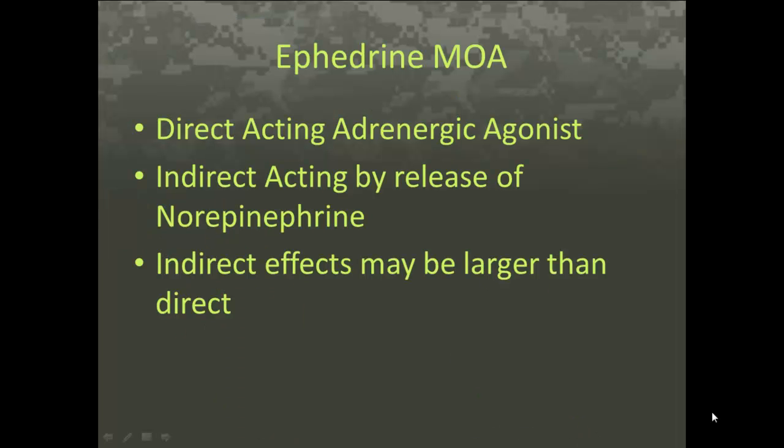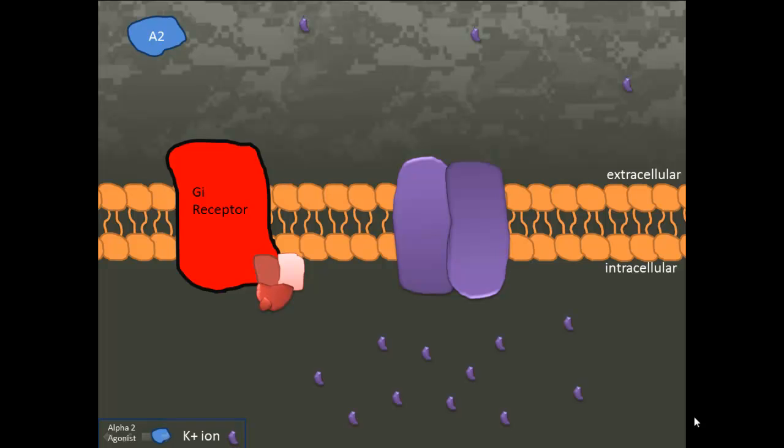Ephedrine is a mixed-acting alpha and beta receptor agonist. Ephedrine may activate the G-coupled protein alpha-1, alpha-2, beta-1, and beta-2 receptors throughout the body. Although it is able to do this directly, it is thought that the indirect activation through the release of norepinephrine is more potent than the direct stimulation. In contrast to alpha-1, alpha-2 is coupled to a Gi protein. This will generally hyperpolarize the cell, making it more difficult to fire.